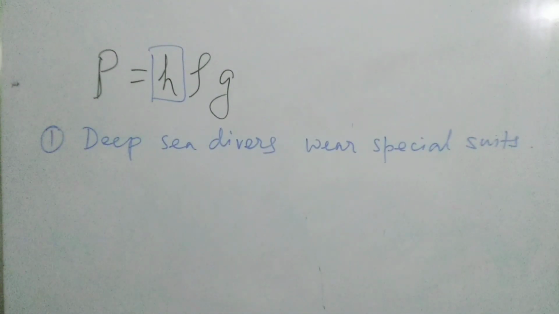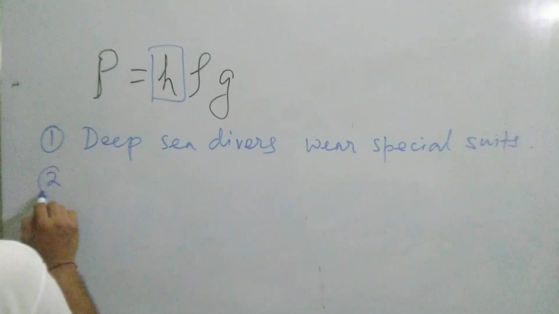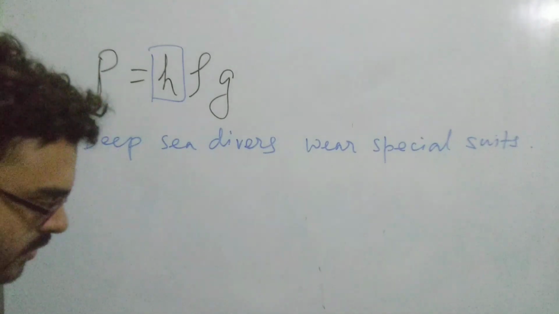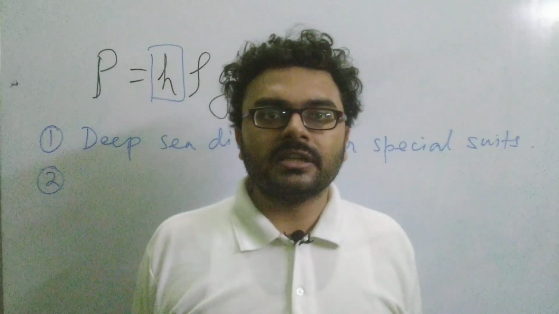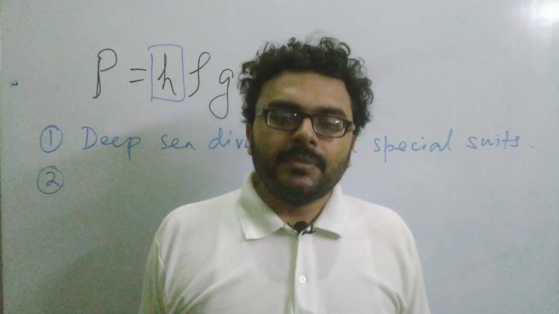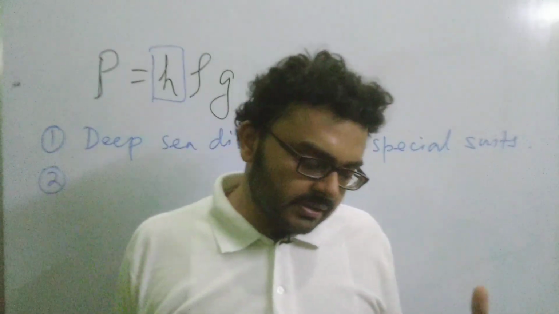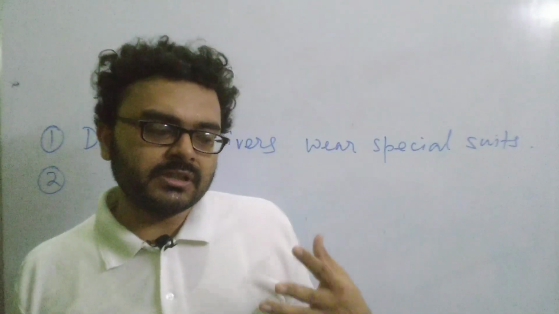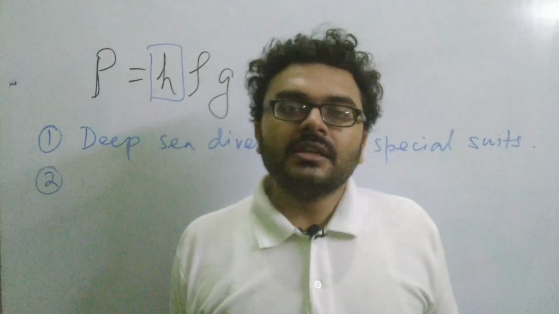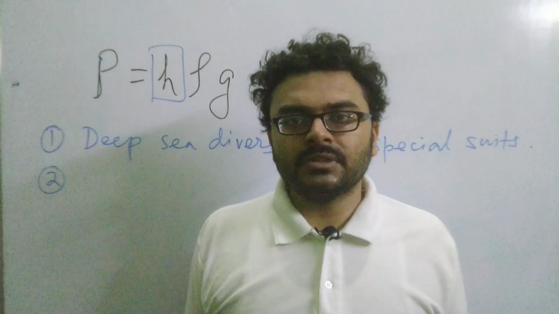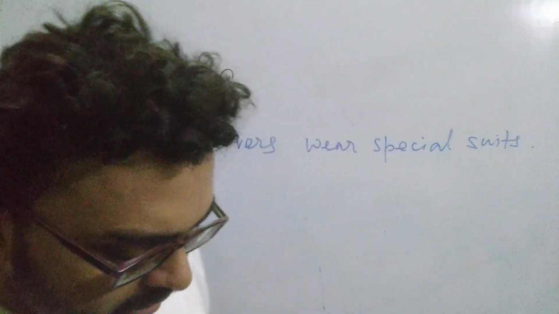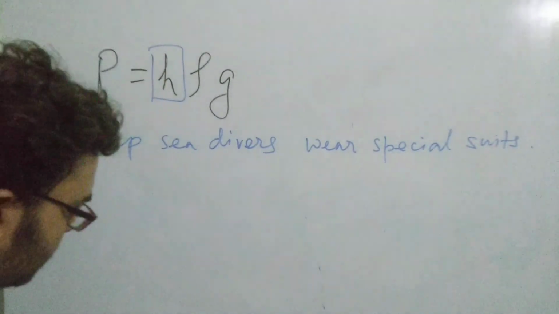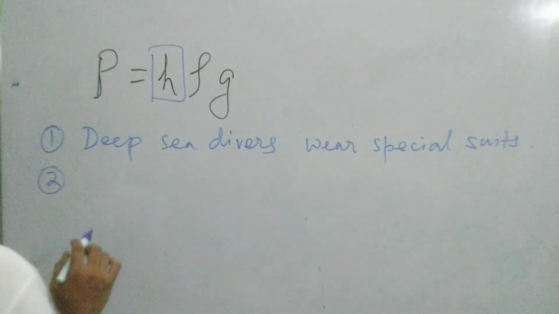Now, the second application: you have also seen astronauts, the persons who go into space. Those astronauts also wear a special kind of suit while going into space. Why? In outer space there is no atmosphere. If we consider the moon, when the astronauts land on the moon, they wear special suits because there is no atmosphere on the moon.